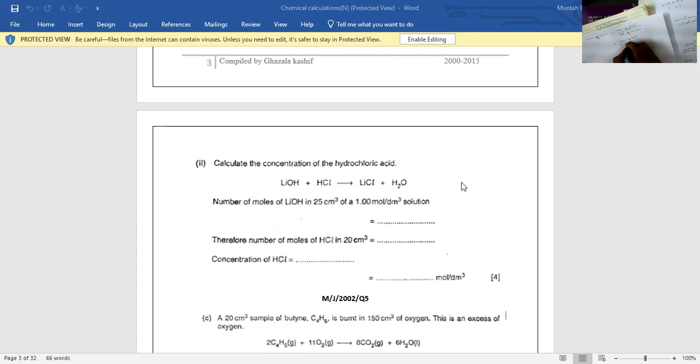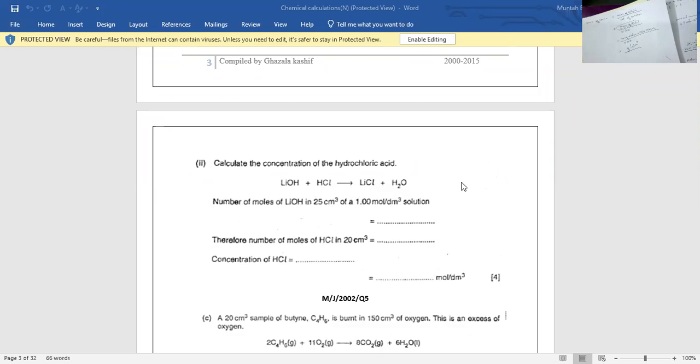So this mass you will calculate by multiplying the number of moles by its molecular mass, and then dividing that by 0.02, you will get the concentration in grams per dm cube.